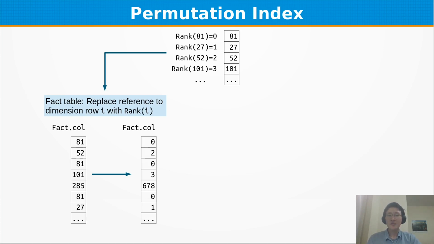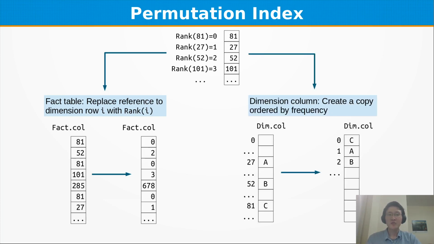Then, to execute a query, we need to pre-process the dimension columns used. So we create a permuted copy according to the permutation index. For example, here, the data item at the original offset 81 is reordered to become the first item, which is referenced by the transformed identifier 0 in the fact table.